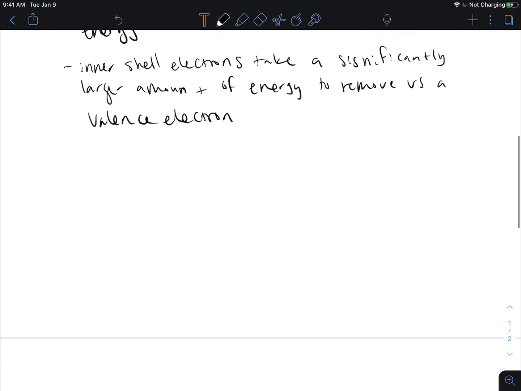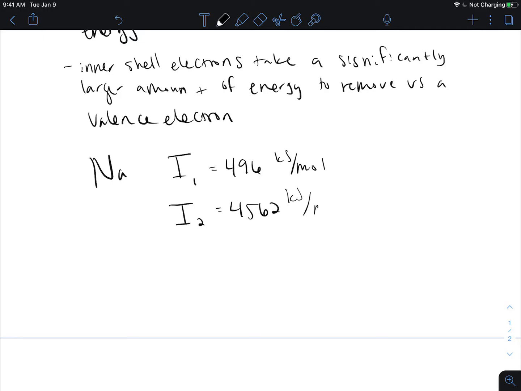For instance, neutral sodium, its first ionization energy, I1, is equal to 496 kilojoules per mole. Its I2, where we're removing a core electron, is 4,562 kilojoules per mole. So this is removing a core electron. So it is always significantly harder to remove a core electron than a valence electron.